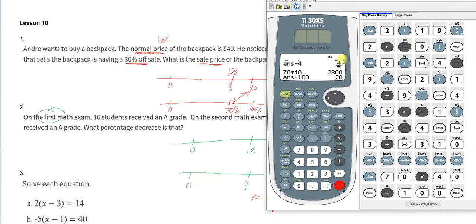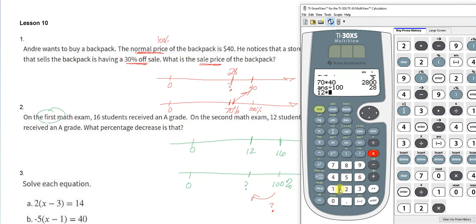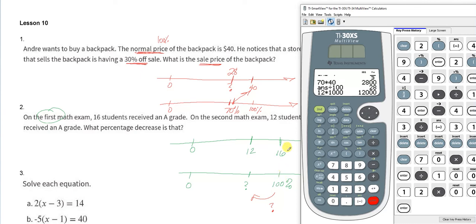So same idea as the last problem. We're going to cross multiply and divide 12 and 100. So 12 times 100, and cross multiply those and then divide by the 16. And that gives us, I think I put one too many zeros in there, so that should be 75. Okay, yeah, I cross multiply by 100, not 1,000, but that just takes a zero off.